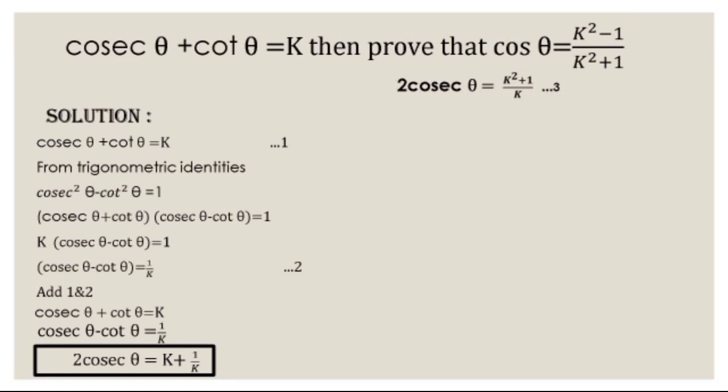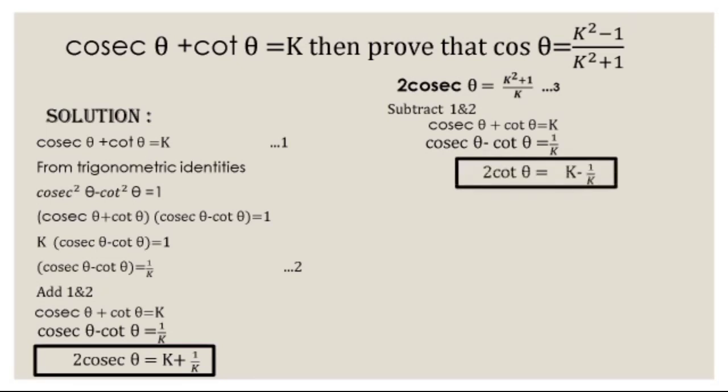Now subtract equations 1 and 2. Then we get 2 cot theta is equal to k minus 1 by k, which is the LCM, k square minus 1 by k. This is equation 4.